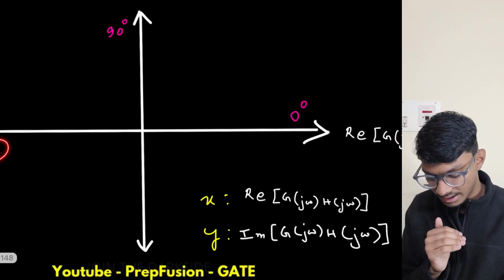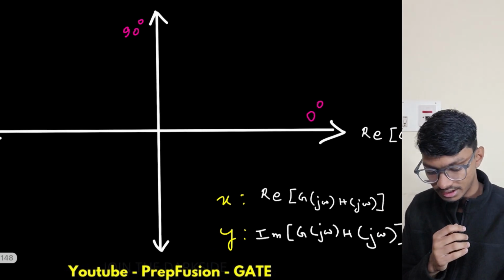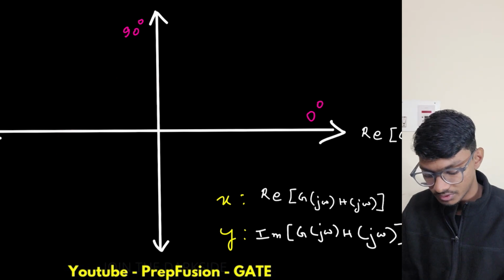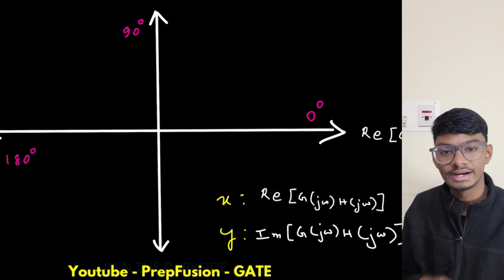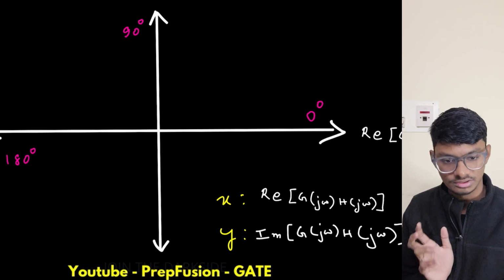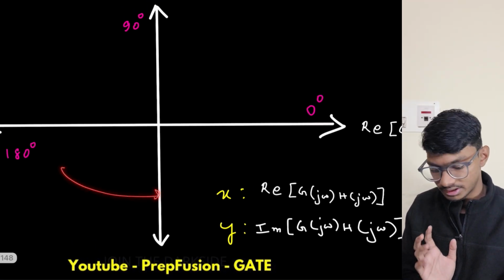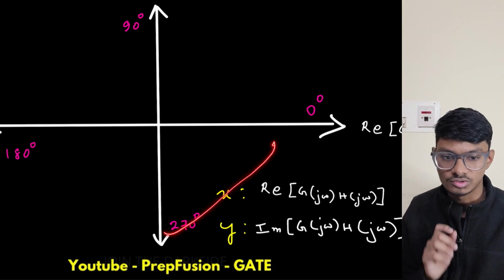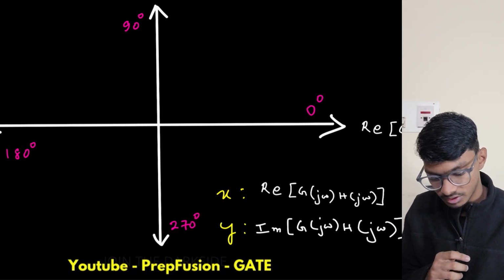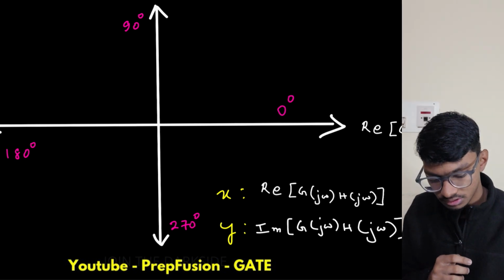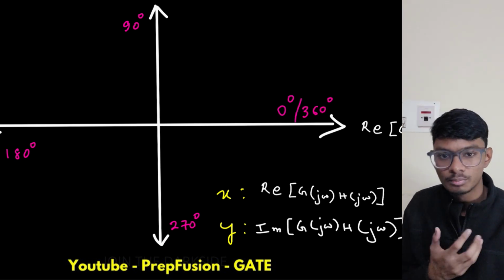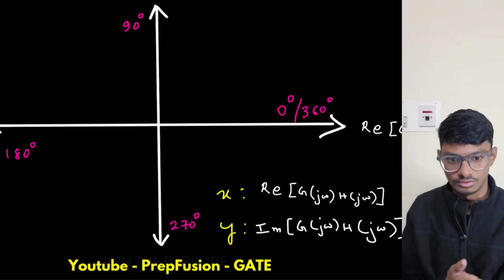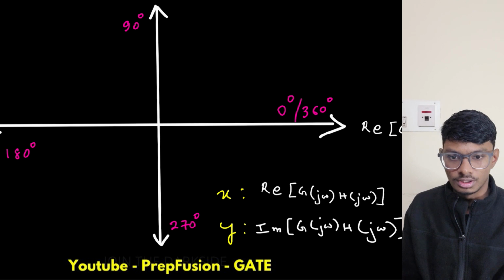Now tell me, what is the angle at this point? If I move another quarter, it is 180. Another plus 90 I move, so 90 plus 90 is 180. Now if I move another 90, this will be 270. And if I move another 90, this will be 360, like this 0. You can take 0 or 360. This is just to get your basics clear, because this will be required in the next few lectures.